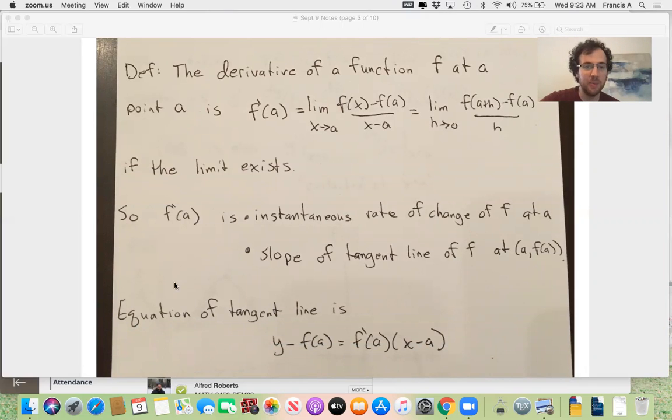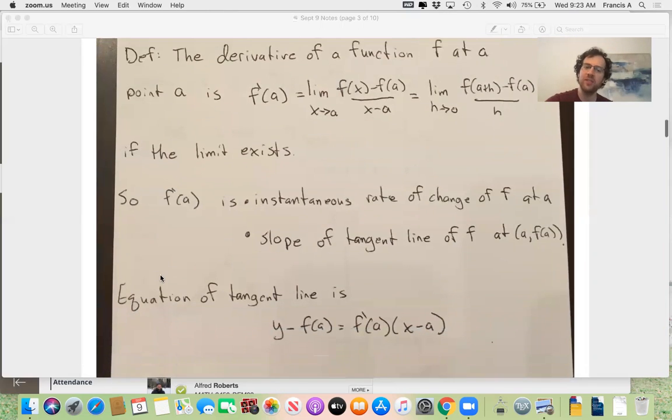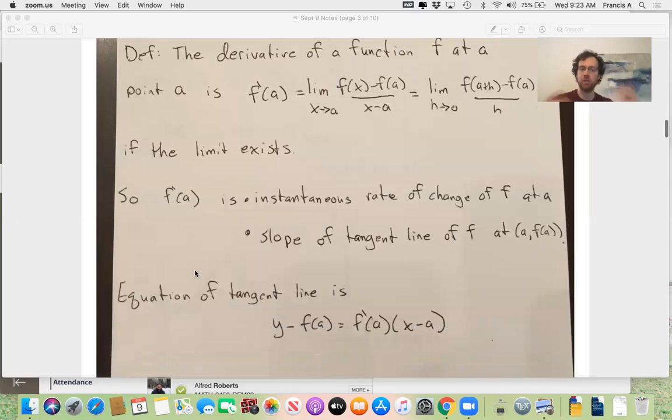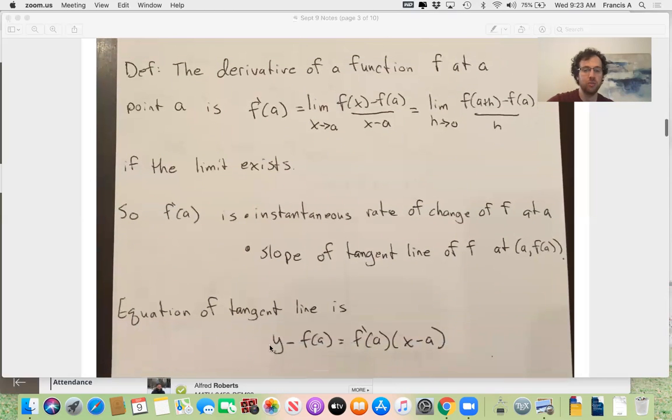And it also gives us a nice way of saying we can write out an expression for the equation of the tangent line. And this is point slope form. This is y minus the y coordinate of this point is equal to the slope, f prime of A. This derivative at A is the slope of the tangent line, and then x minus the x coordinate of our point A.